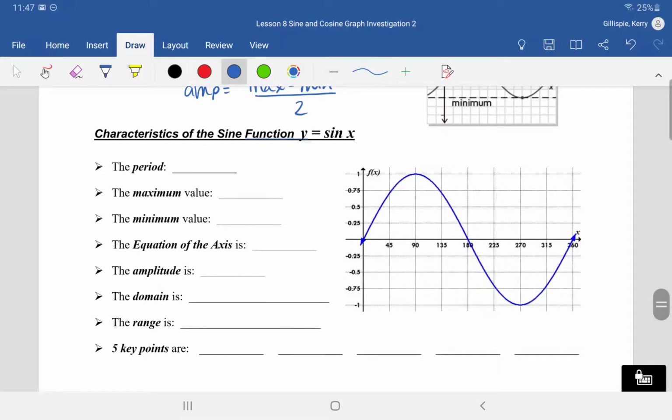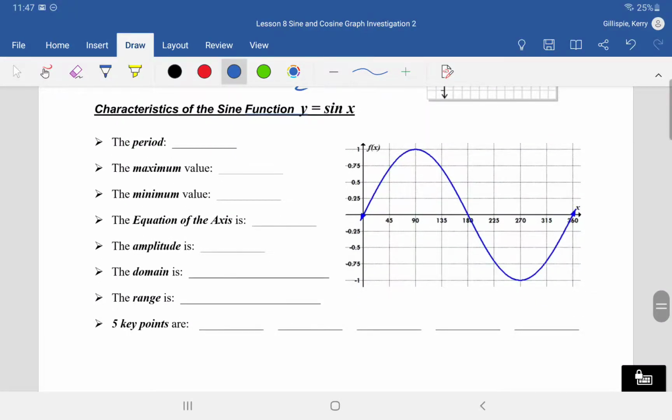Okay, let's answer some questions about the sine function, the period of it. Because 360 degrees is one full rotation, a normal sine function has a period of 360. The max value is 1. The min value is -1. The axis of the curve is this imaginary line that cuts the graph in half, top to bottom, and that is at y equals 0. It's because the y value is 0, and that's where it's cutting through.